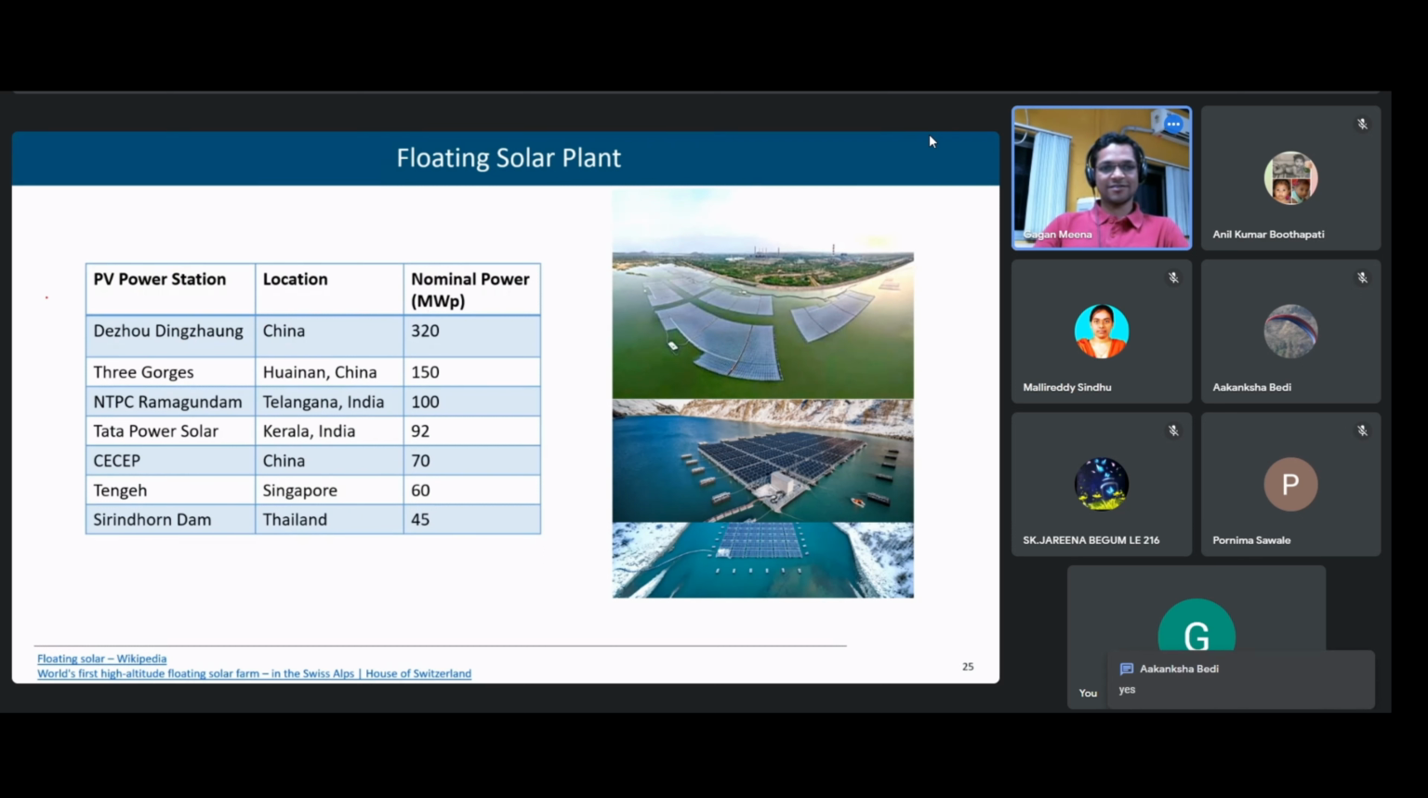Right now the largest floating solar farm is in China, at 320 megawatts. Recently, India also has come up with the NTPC Ramagundam plant, 100 megawatts. This was commissioned recently in 2022. So where in MP? I don't know about the one in MP. I think its capacity is less. I have mentioned those which have high capacity. Do you know what is the capacity of that plant?